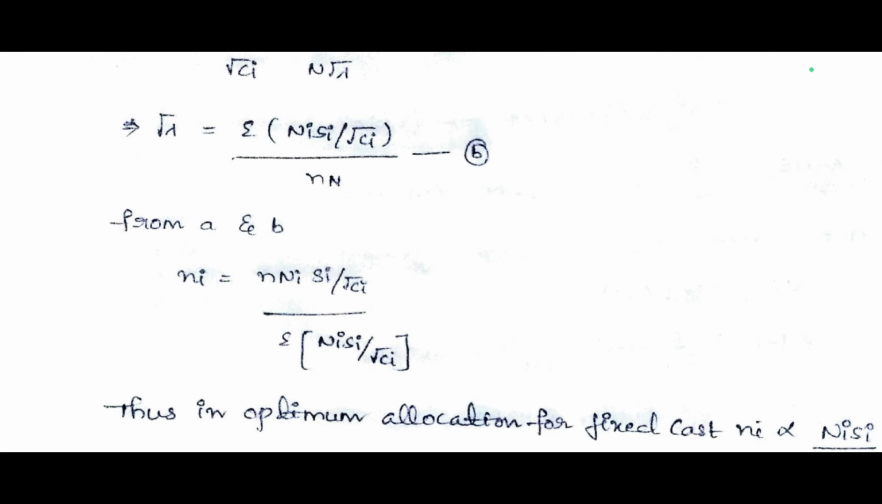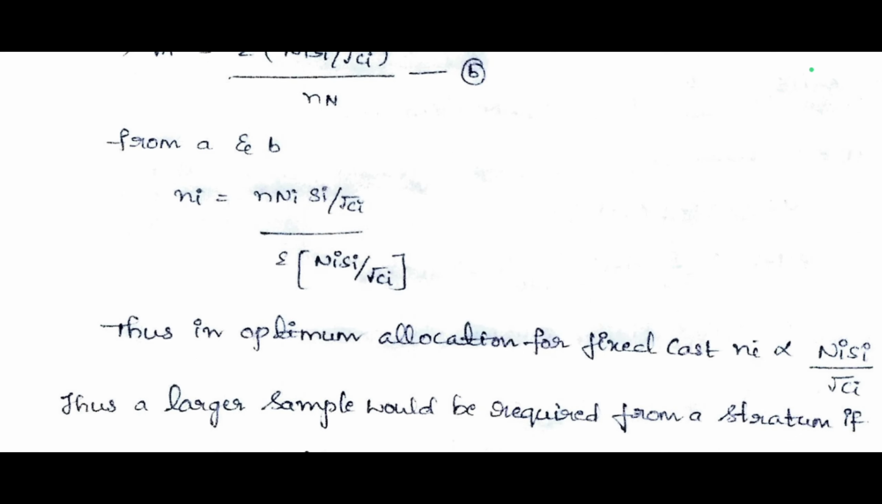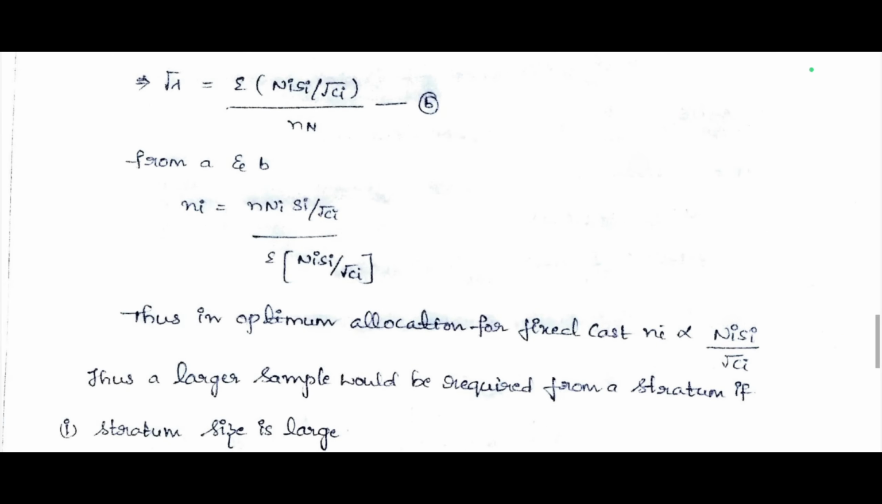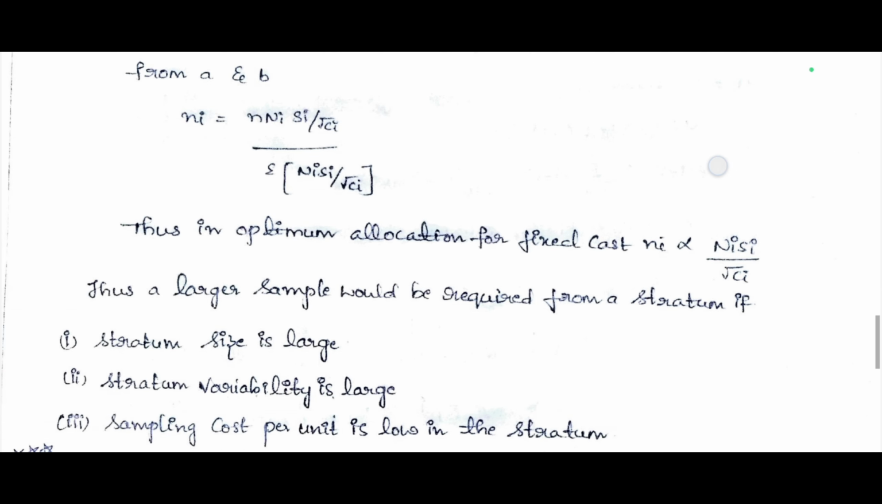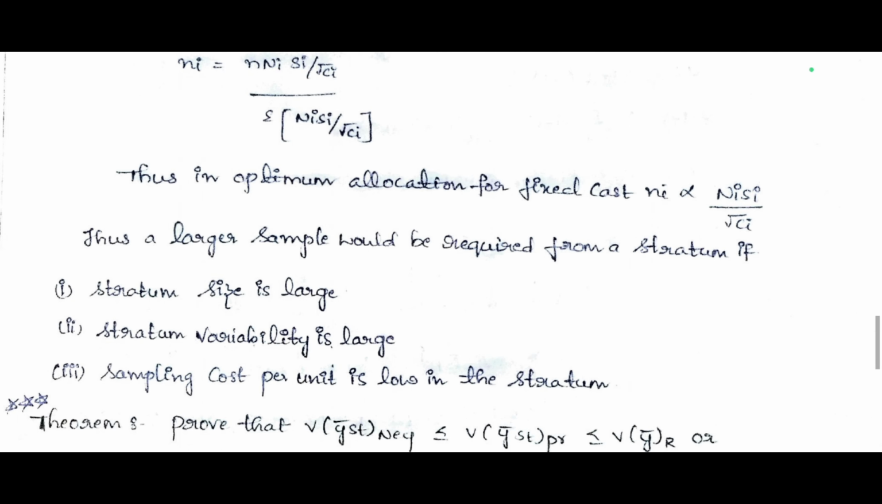From A and B, substitute the small ni value over there, then you will get ni equals n into Ni Si under root of Ci, divided by the summation of Ni Si divided by under root of Ci. This is in the form of the allocation for fixed cost: ni is directly proportional to Ni Si under root of Ci. Thus a large sample would be required for a stratum if the stratum size is large, the stratum variability is large, and the sampling cost per unit is low in the stratum.